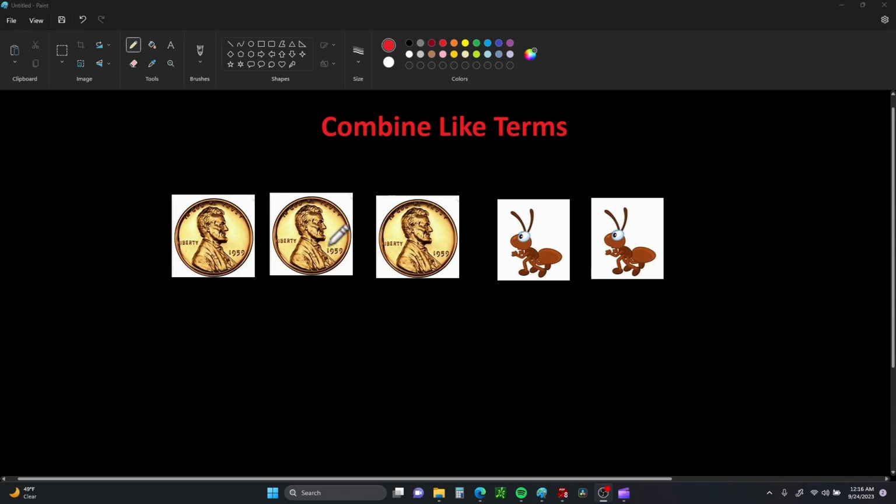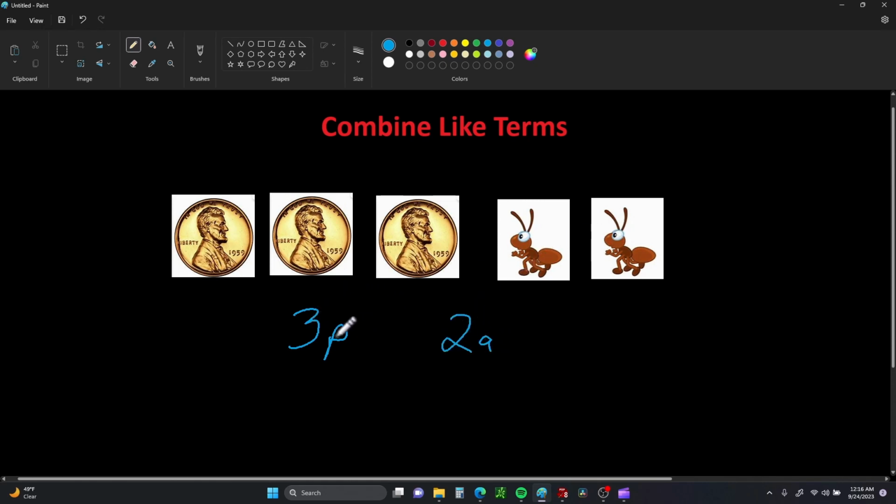Let's say that I had 3 pennies here and 2 ants. I can't look at this and say that I have 5 of something because they're not the same thing. These 3 things over here, we would group those together because they're the same thing. And these two are not the same, so we'll just call that 2A.